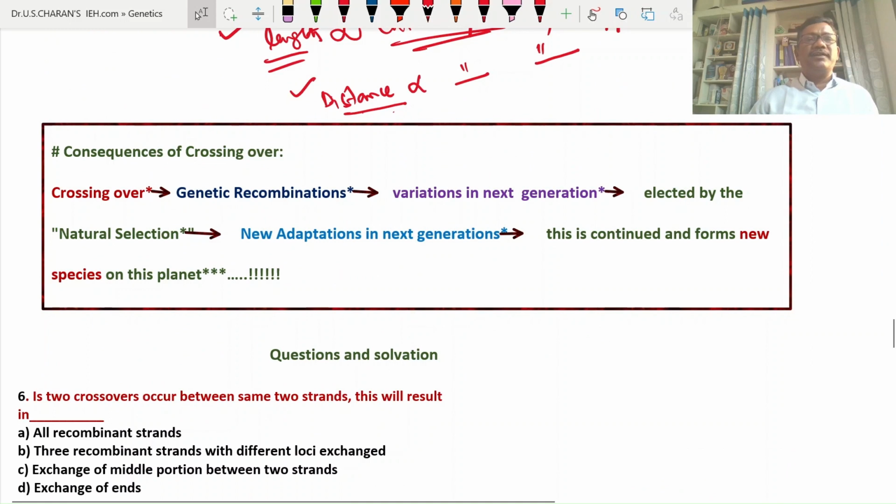And what are the consequences of crossing over? See, at the beginning I was discussing the biodiversity of this earth. Rich biodiversity, faunal and floral diversity, is living on this earth. This much floral, faunal and bacterial diversity is the product of crossing over. If there is no crossing over, no variations are produced in the next generation, and no new species are produced in nature. We will discuss that in evolution. Okay, then we will see what the consequences of crossing over are.